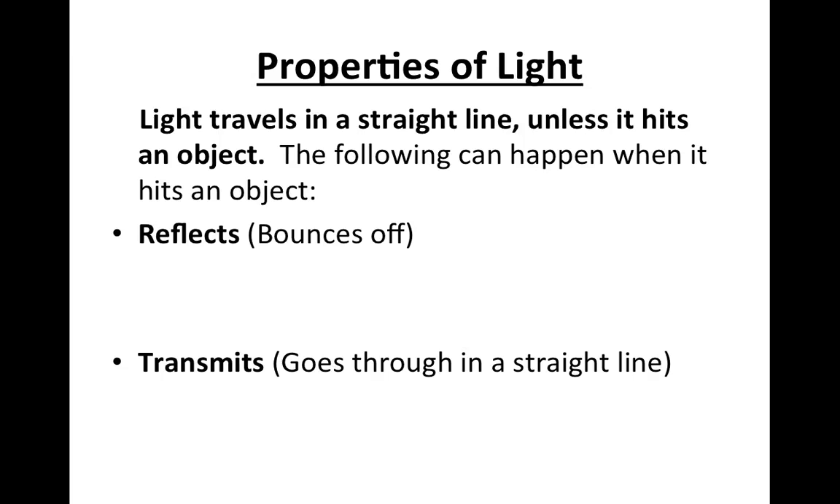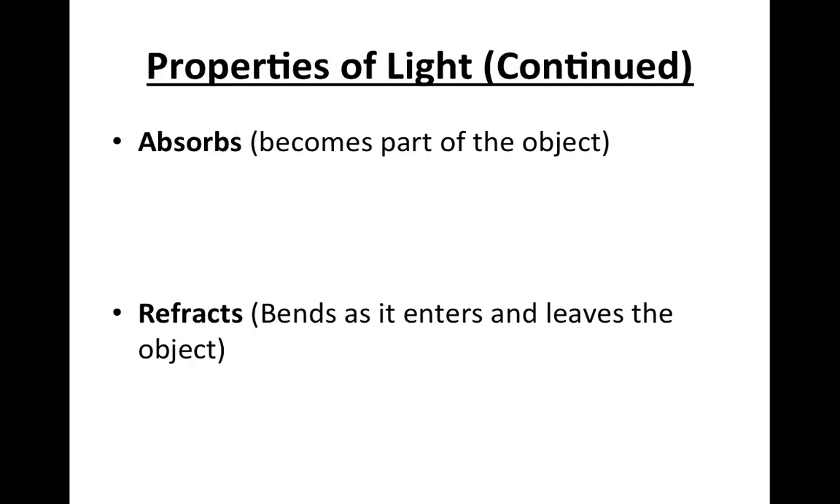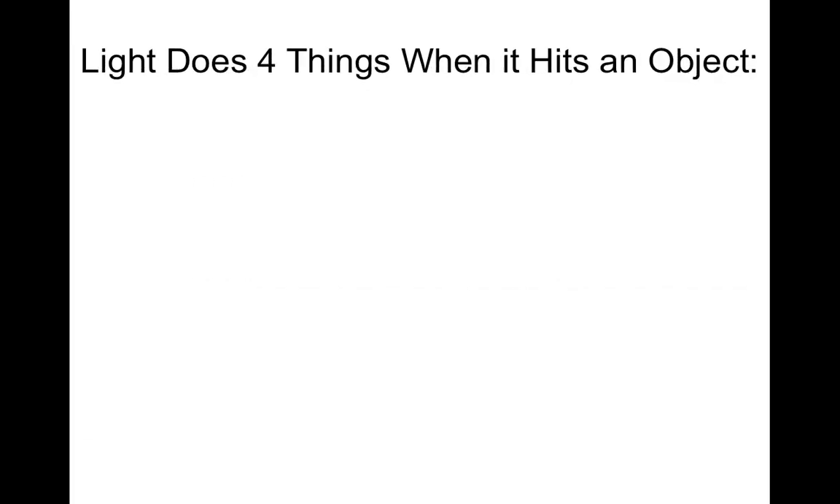Now, there are some properties of light as well. Light likes to travel in a straight line unless it hits an object and is interrupted. The following can happen when it hits an object. It can reflect or bounce off. It can transmit or go through the object in a straight line. It can absorb or become part of the object, or it can refract and bend as it enters and also leaves the object.